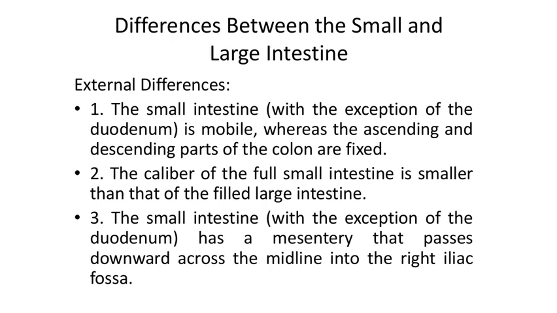Difference between small and large intestine. The small intestine is mobile, whereas the ascending and descending parts of the colon are fixed. The caliber of the small intestine is smaller than that of the large intestine. The small intestine has a mesentery that passes downward across the midline into the right iliac fossa.